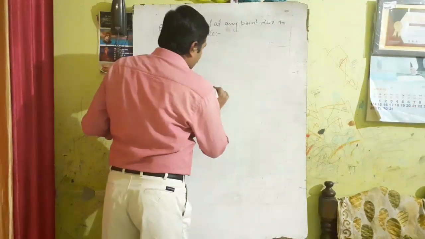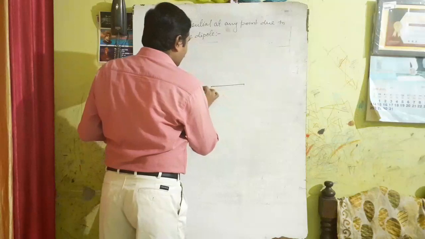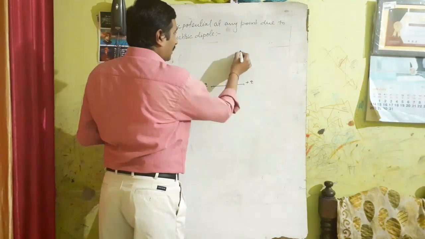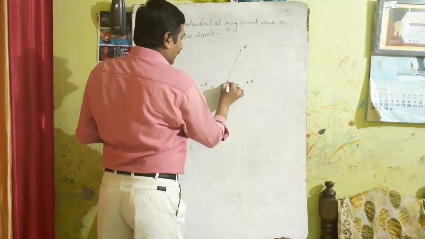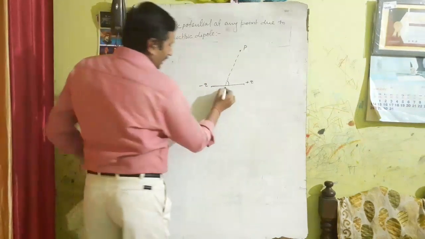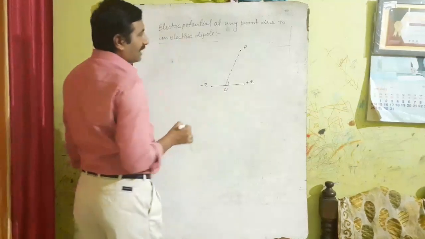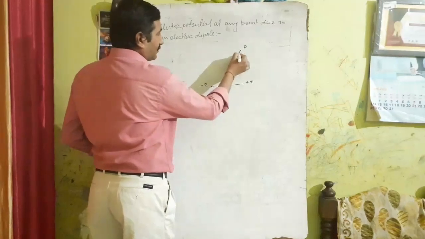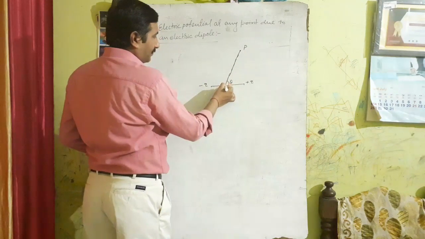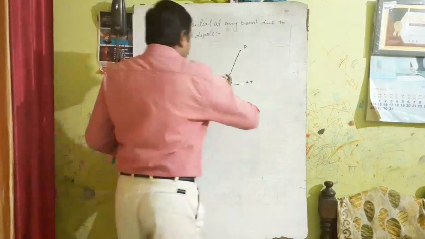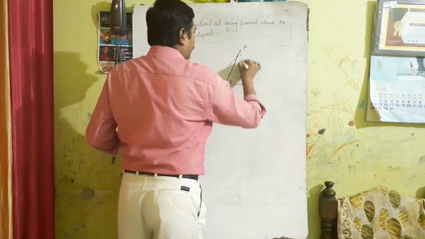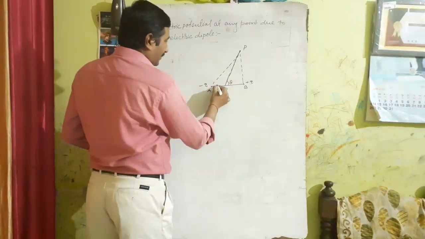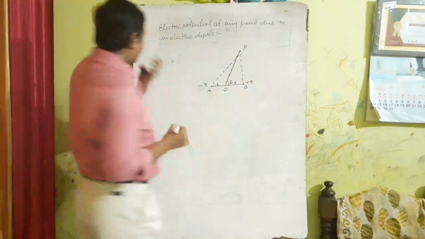See, this is an electric dipole with charges minus q and plus q, and this is a point P. The line joining the point P and the midpoint of the dipole makes an angle theta with the axis. This is the distance r. Take it A, take it B. This is L, this is also L, because AB is 2L.